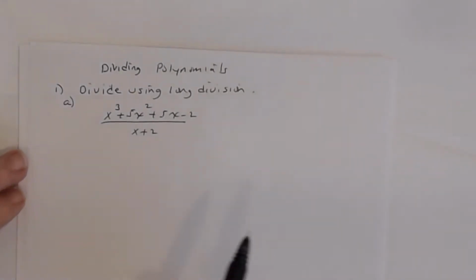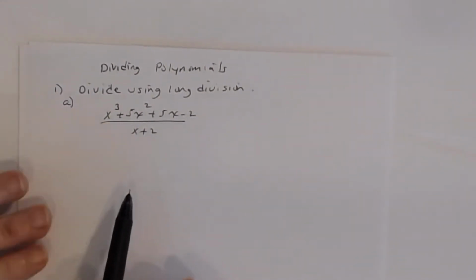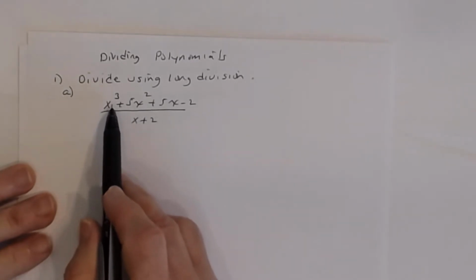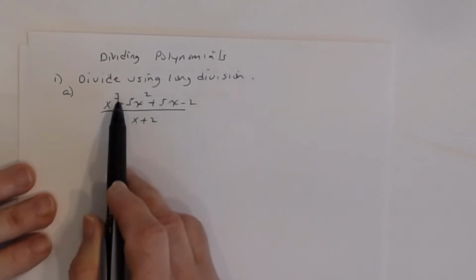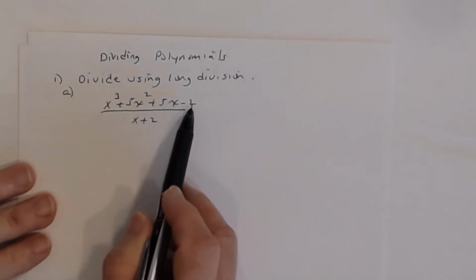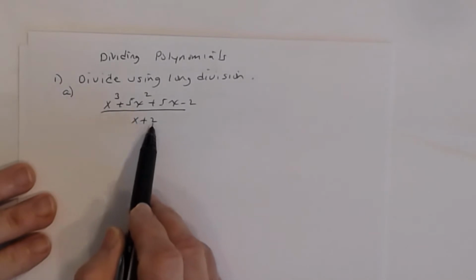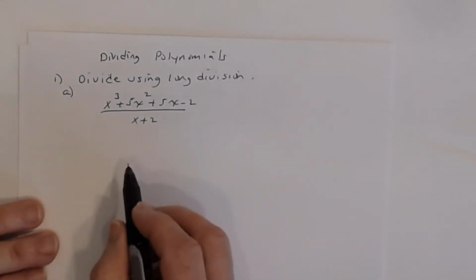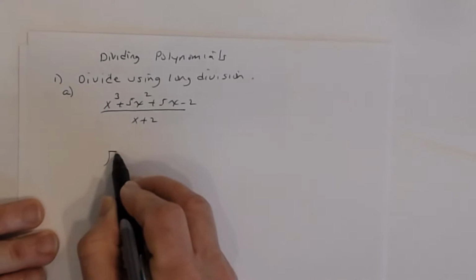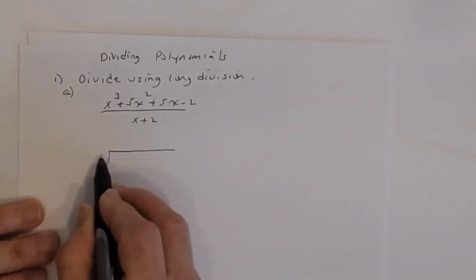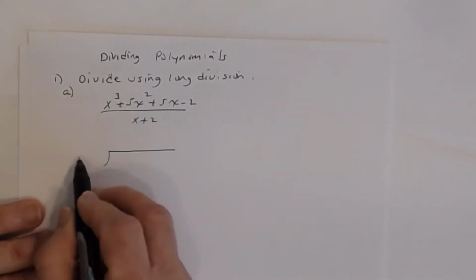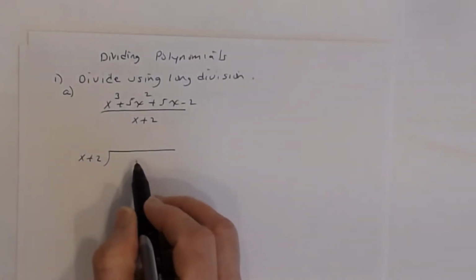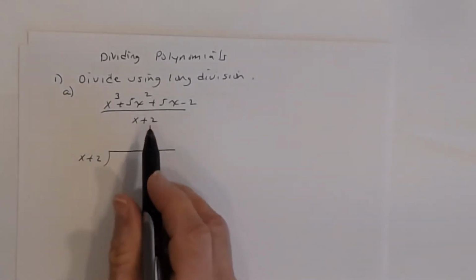Okay, so let's go ahead and review dividing long division from last week. So first thing you got to remember though is that the numerator, you have to make sure it's in descending order. So x cubed, x squared, x, and then your constant. And the same thing for the denominator. Now when you do this long division, remember it's going to look like this. And so this is your divisor, this is your dividend. Your divisor is the denominator, so that's x plus 2 that goes here. And then your dividend is the numerator.